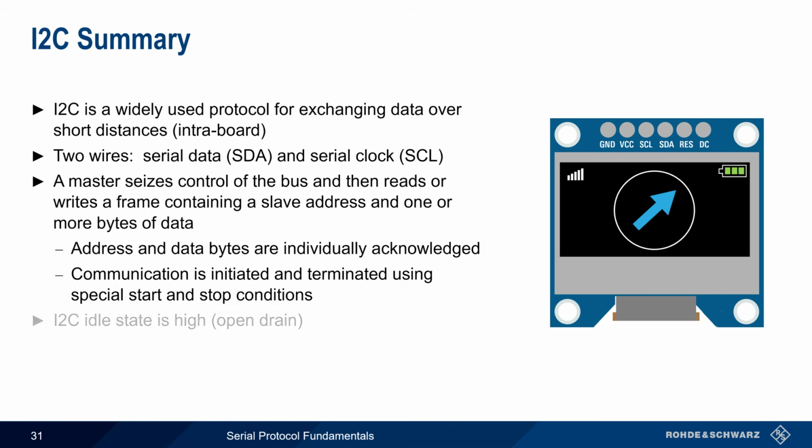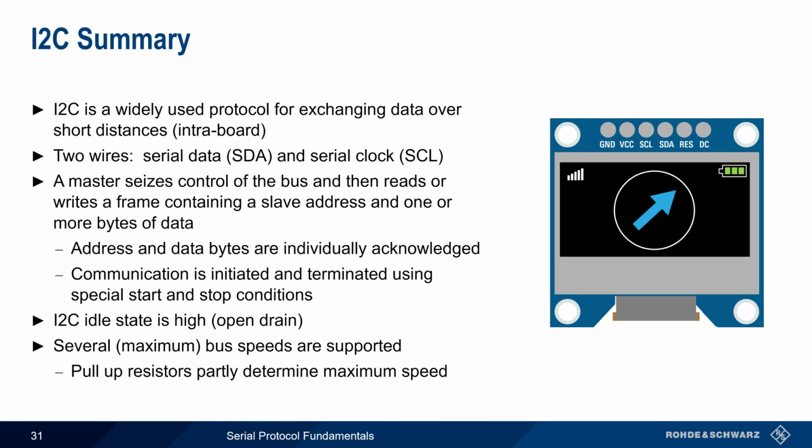Pull-up resistors and an open drain are used to create the high I2C idle state. Devices can be categorized by their maximum supported speed, but the practical data rate on an I2C bus is also a function of the pull-up resistors and overall bus capacitance.